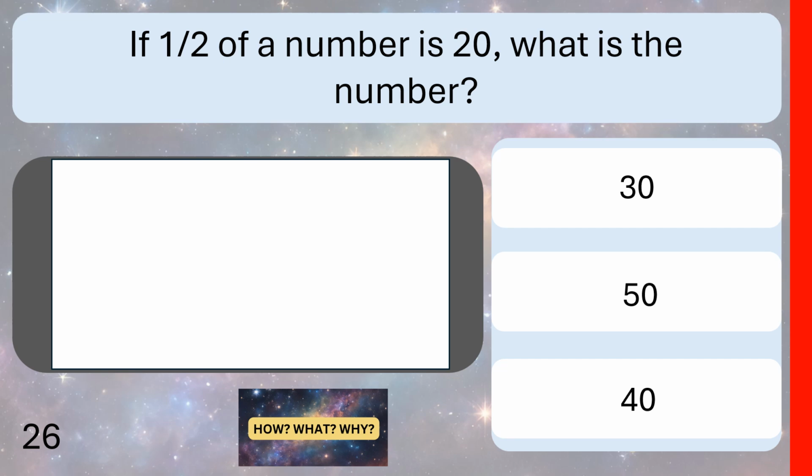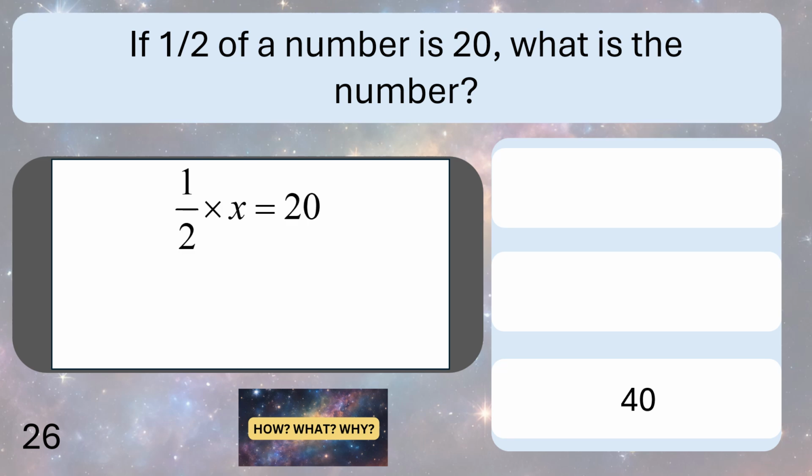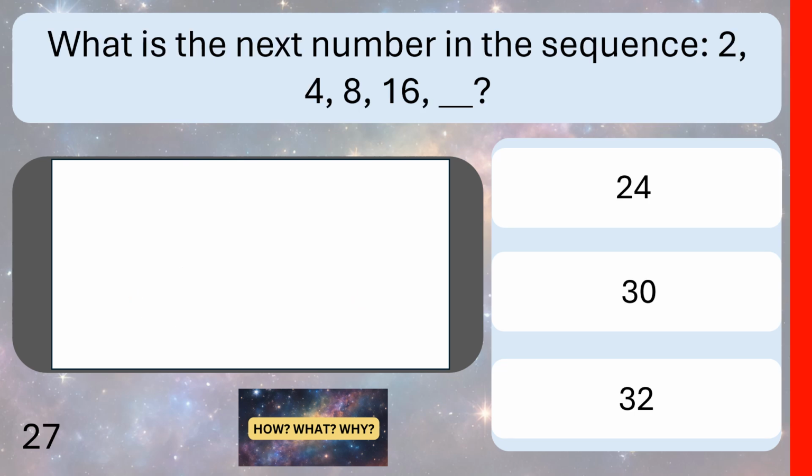If 1/2 of a number is 20, what is that number? Is it 30, 50, or 40? The answer here is 40. The reason for that is 1/2 times x equals 20. Therefore, to get rid of the 1/2, we multiply it by 2 to make it 1, and we must multiply the other side by the same number, which is 2, so x equals 40.